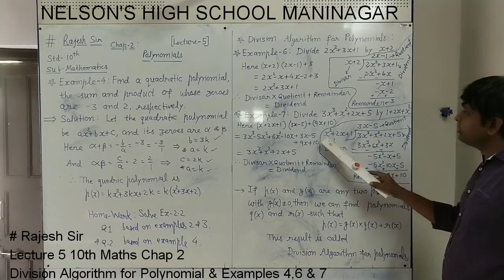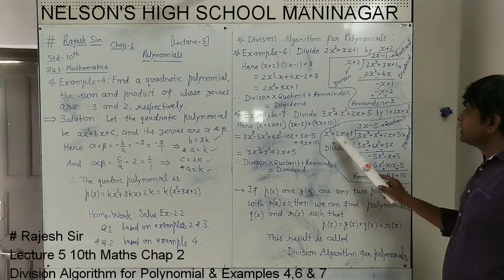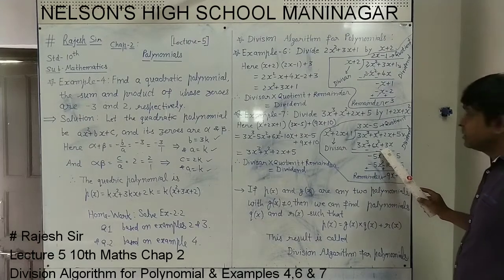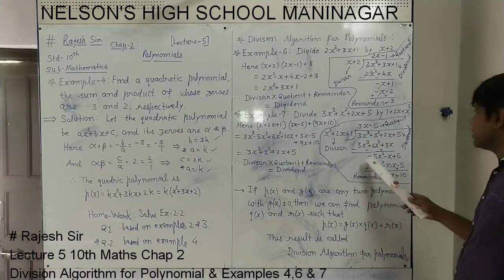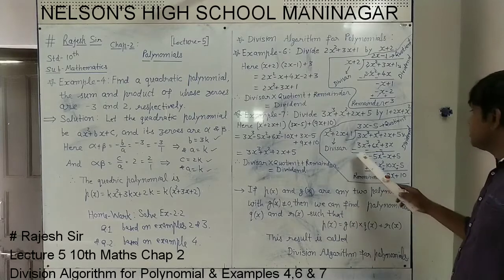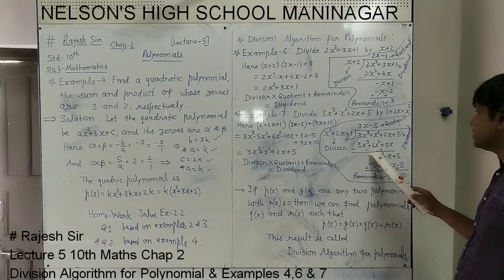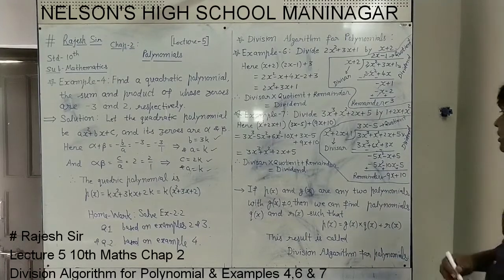With this 3x you have to multiply each of the terms. 3x into x square, 3x cube. 3x into plus 2, 6x square. 3x into 1, 3x. Now, the next step is we have to subtract. So, sign change. This plus we will consider as minus, this plus is considered as minus, this plus is considered as minus.